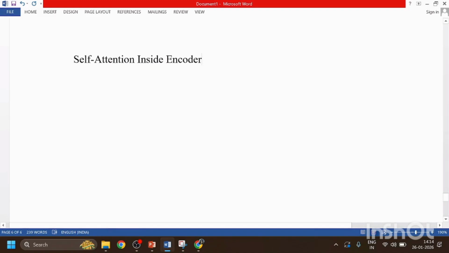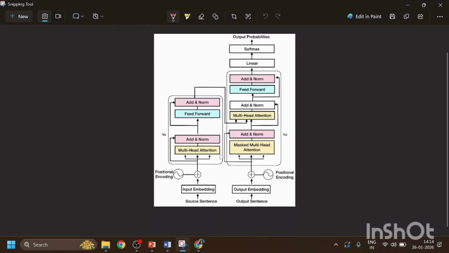Self attention inside the encoder. I already explained this encoder diagram. Here you can see inside the encoder, self attention, multi head attention. This is the first major operation. Each word becomes context aware here while looking at the other words. After attention, the word representation is richer because it now includes the context.